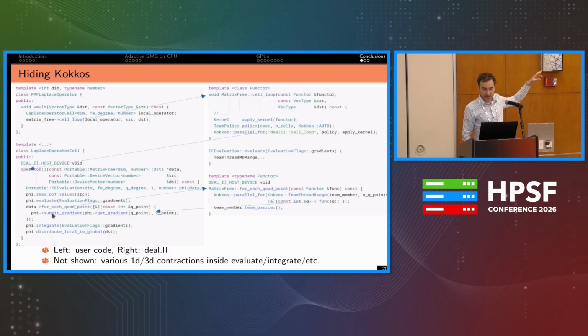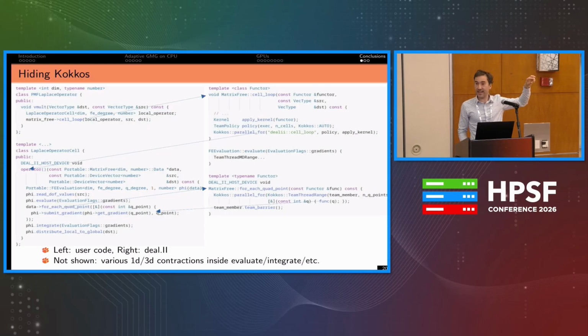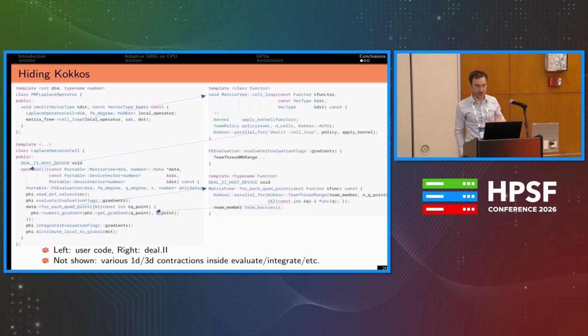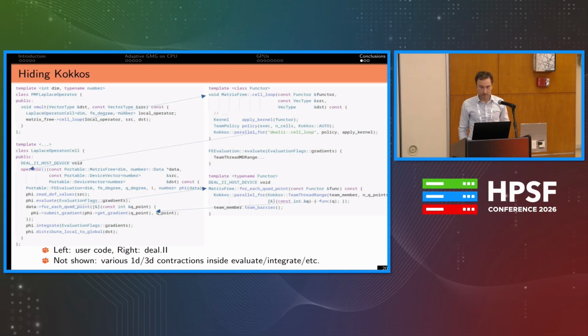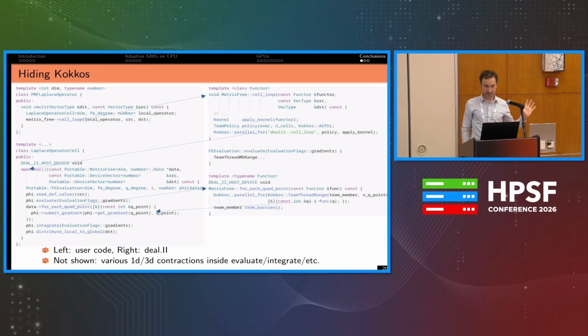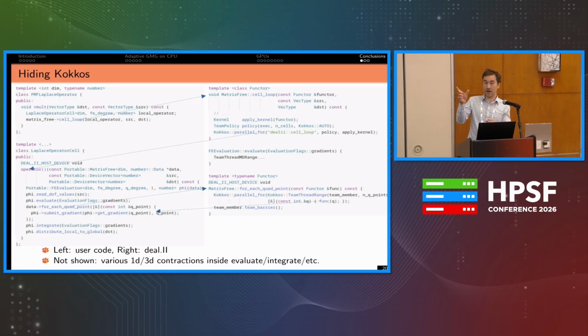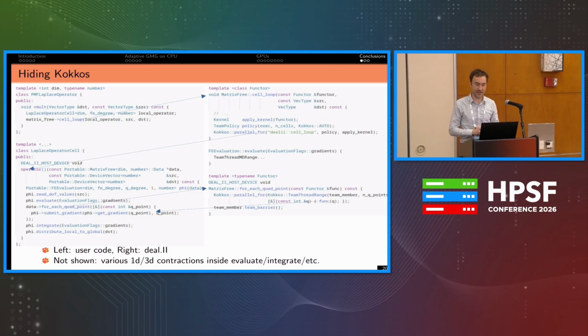And there you can see submit gradient of get gradient. This is gradient of grad u, right? That's Laplace of u. That's how the operator is implemented. So if you had a variable coefficient, if you had other terms, this is where they would go, right? Of course, I'm hiding a lot of stuff here, but for example, the evaluate and the integrate ones need to do these inner kernel launches for the one-dimensional integrals to then package them together into the three-dimensional integral, et cetera.